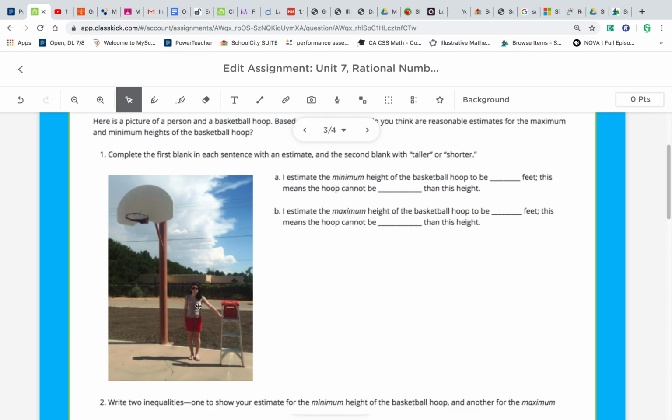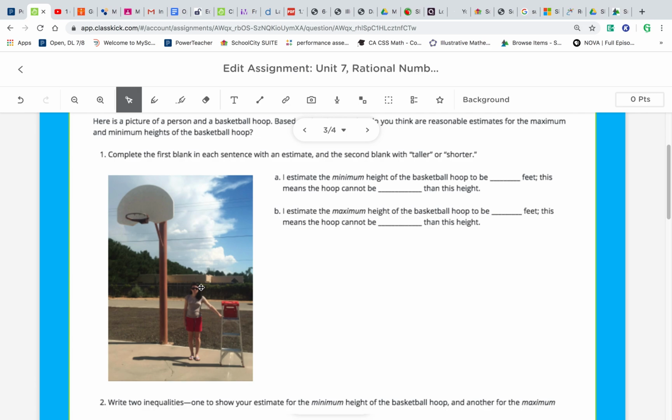And then if you look at the person, the adult, I know that most adults tend to be at least around about 5 feet tall, give or take a little bit. That would be kind of an average height. So I keep that in my mind, and then I look to see where the top of her head is compared to the rim. Looks like she is maybe about halfway up to the rim, maybe a little bit less.